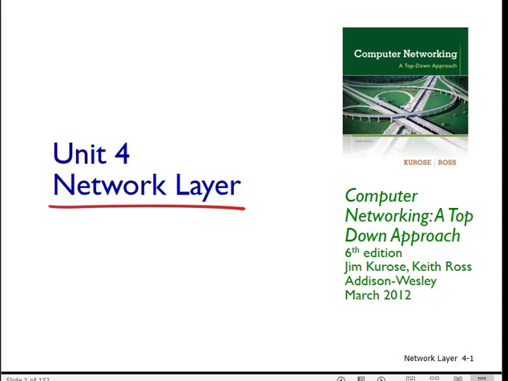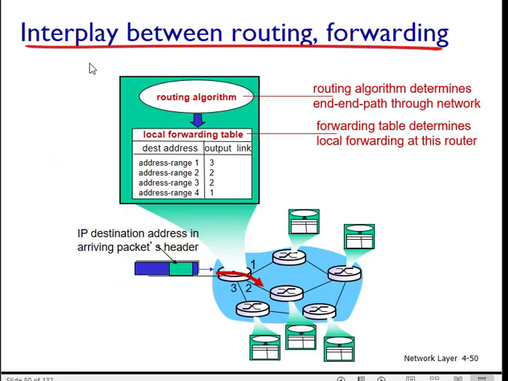Now we're going to pick up with a discussion of the interplay between routing and forwarding. So let's pick up where we left off. So far in this unit, we've mostly explored the network layer's forwarding function. We learned that when a packet arrives to a router, the router indexes a forwarding table and determines the link interface to which the packet is to be directed.